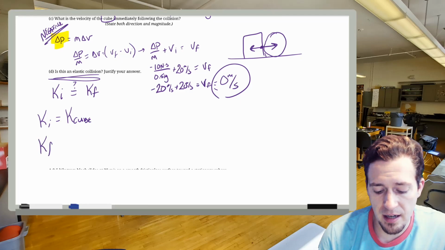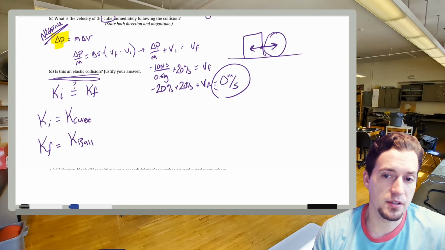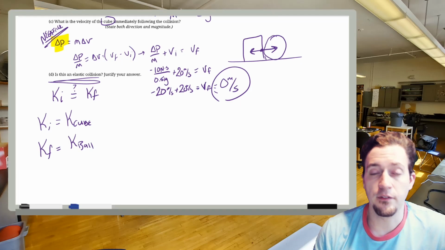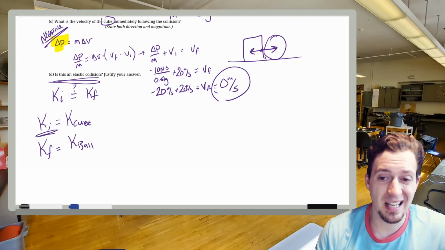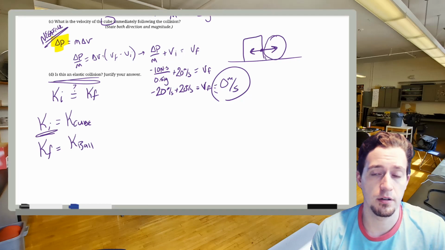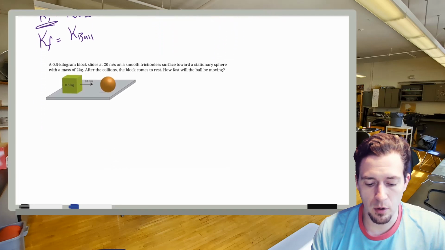And then find the kinetic energy in the end. So this would be the kinetic energy of the sphere or the ball. And I'm going to find those two values and then make a comparison between them. And by doing that comparison, I can see if they're equal, it's elastic. If the initial kinetic energy is bigger, then it would be an inelastic collision. Remember, in inelastic collisions, mechanical energy is not conserved. All right, let's keep on rolling.